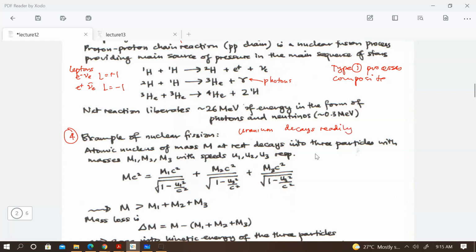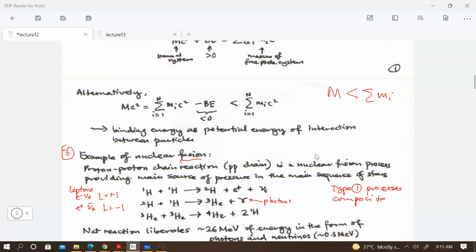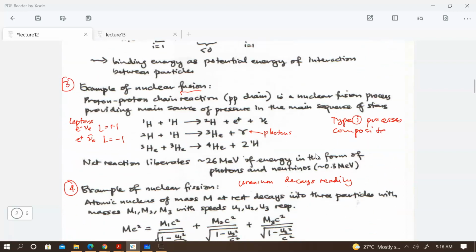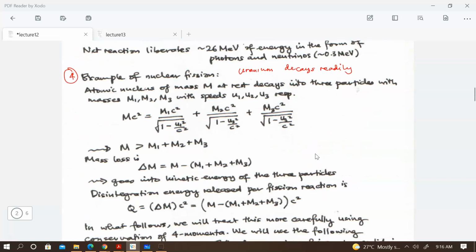Okay, so this is slightly different from the process that we had earlier, process 2, where you actually supply energy into the system, and then the system disintegrates into its constituent particles. Here essentially you don't need to supply energy; it disintegrates into some other particles. So here it is given in terms of M1, M2, M3 with some kinetic energy involving speeds u1, u2, u3.